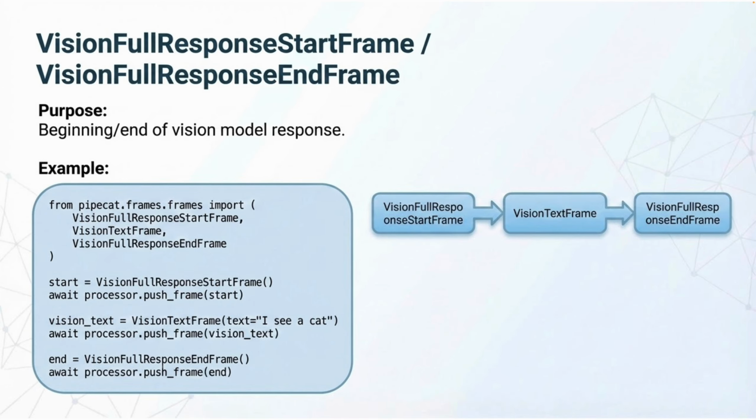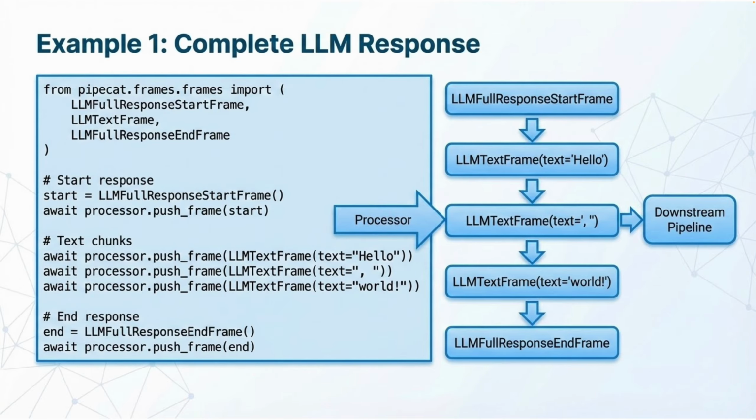Then we also have vision full response start frame and vision full response end frame. With respect to vision frames, before sending the vision text frame, internally we send the full response start frame and the full response end frame. And these are sent one by one: start, then vision text, and then end frame. So similar to LLM start and end, we also have vision start and end.